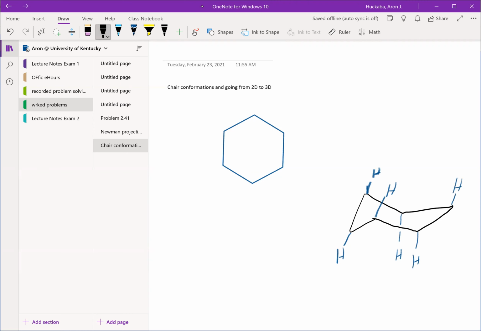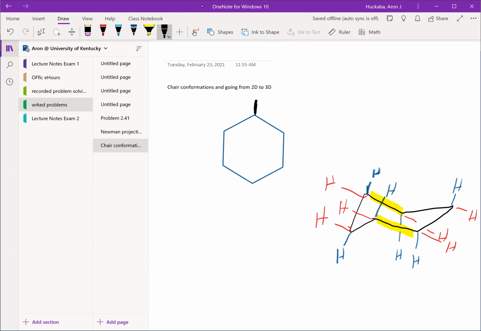or it has equatorial substituents that are perpendicular to the two carbons that make up the seat of the chair. And remember, the seat of the chair that we're talking about is this bond. So the four carbons there that meet together to make up that seat, if you could imagine sitting down in that chair.